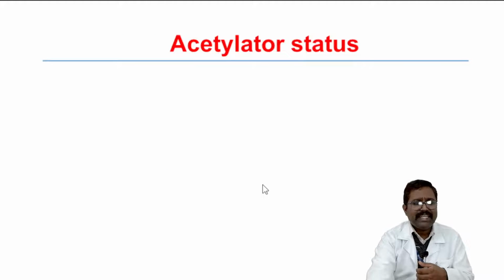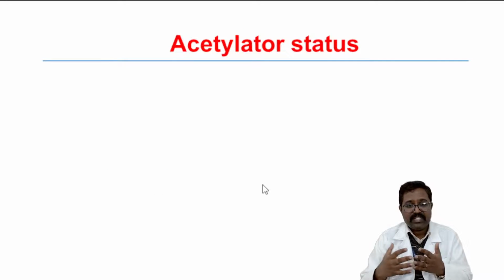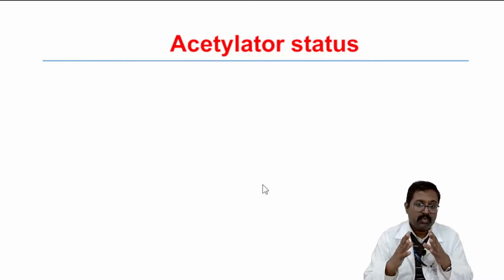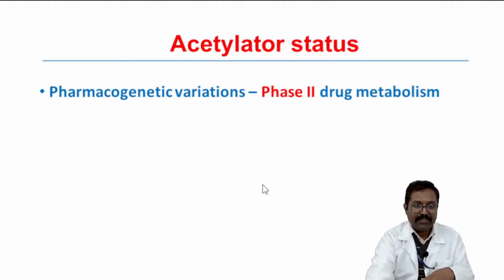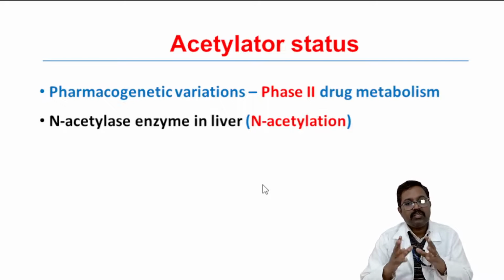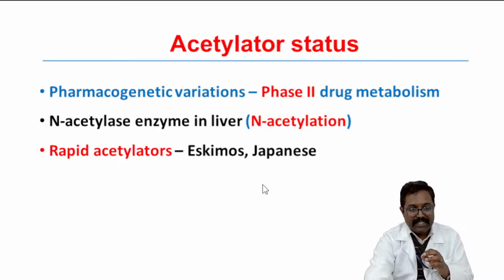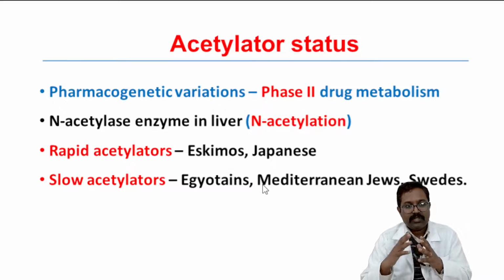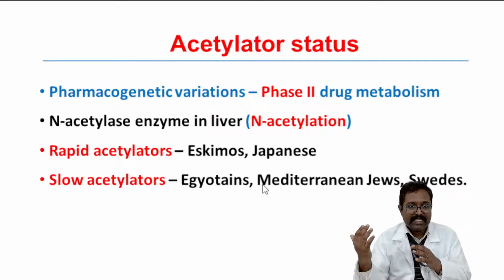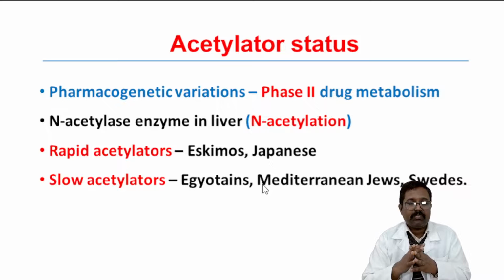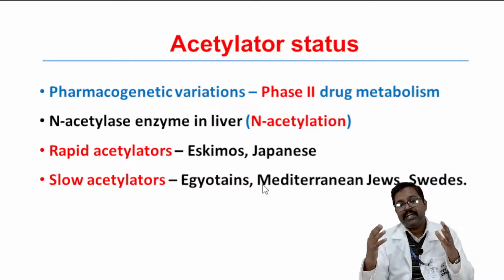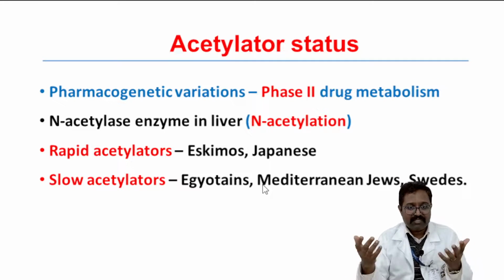Next we have acetylator status, which is very important with respect to one of the antitubercular drugs, that is INH, isoniazid. It is a type 2 or phase 2 drug metabolism. There is an N-acetyl enzyme in the liver which helps in N-acetylation, and there are rapid acetylators and slow acetylators. Rapid acetylators are seen in Eskimos and Japanese, whereas slow acetylators are seen in Egyptians, Mediterranean Jews as well as Swedish.